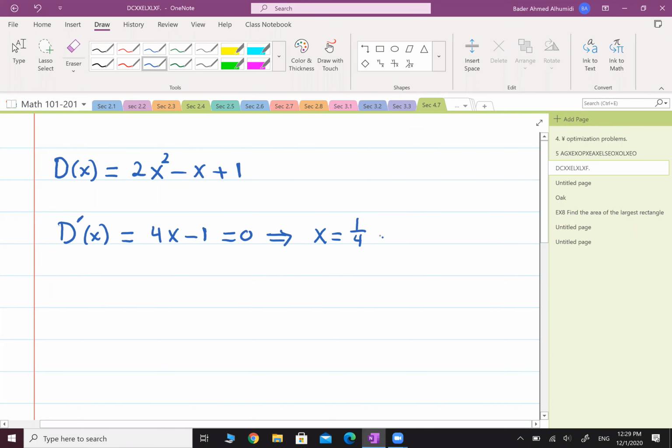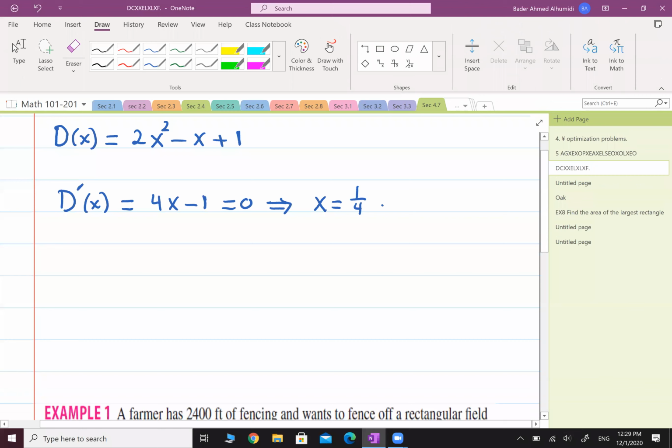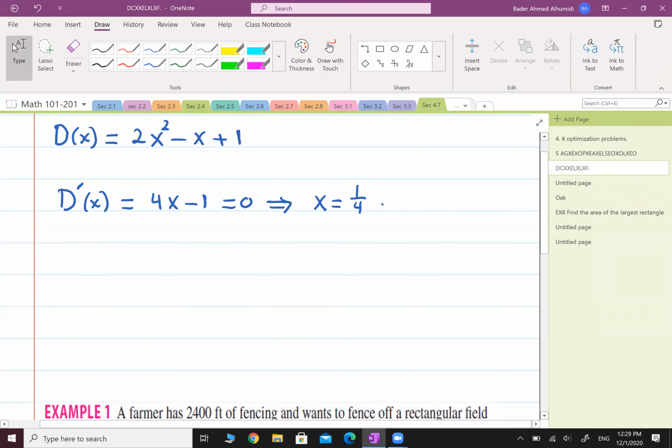As we said, we can use the first derivative test or the second derivative test to ensure that this will give me a minimum. If, for example, you use the second derivative test, then d double prime of x will be equal to 4, and this is greater than 0. So this is the shape of concavity, and this point will give me what? It will give me a minimum. That is if you are interested in using the second derivative test.